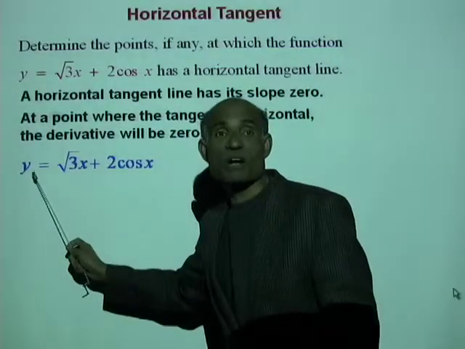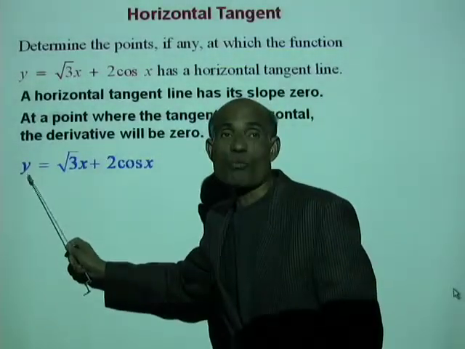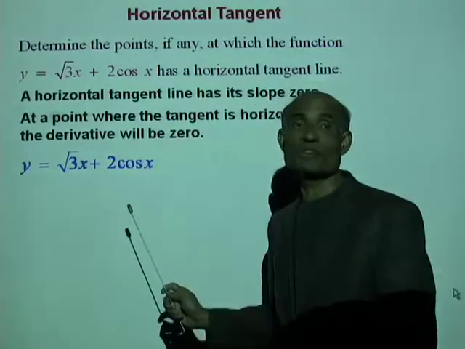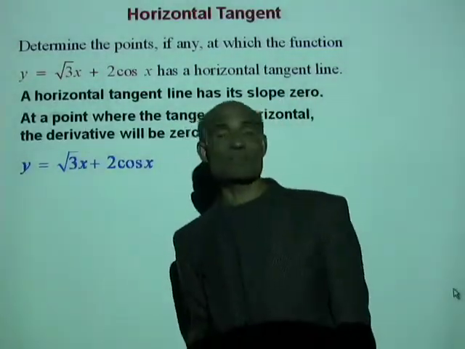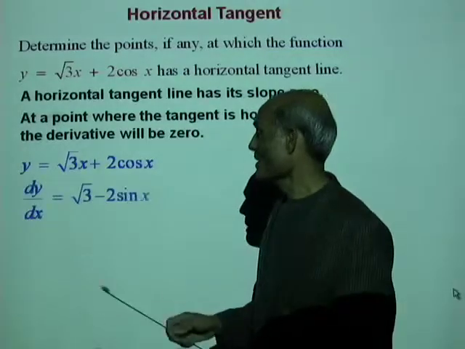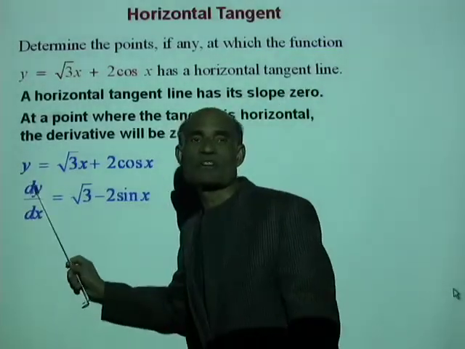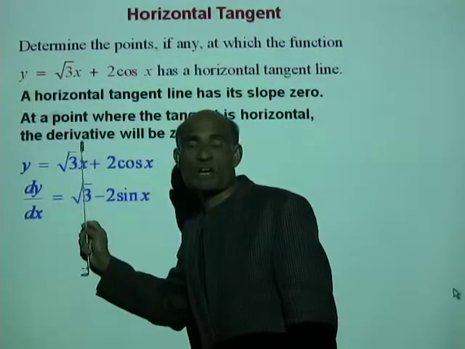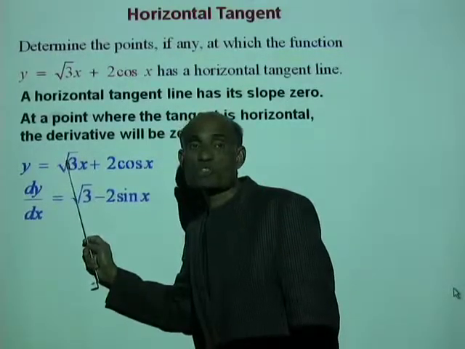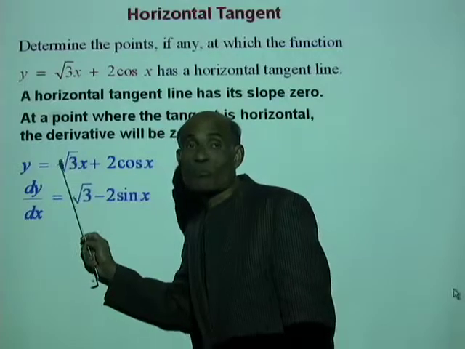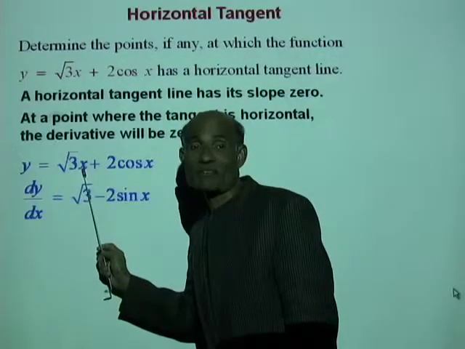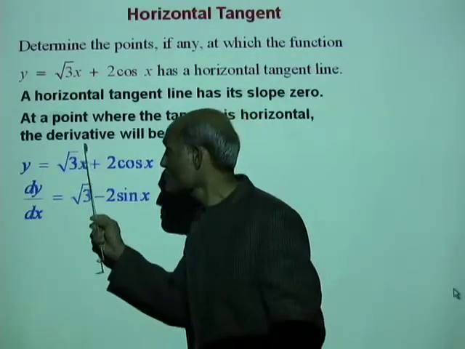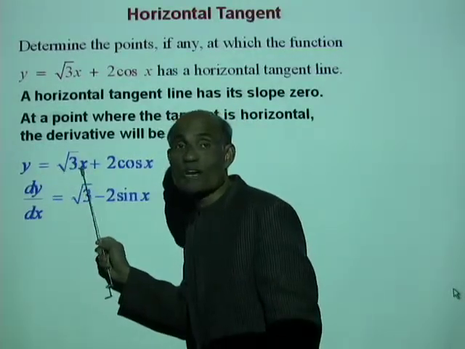So we will start by picking our function y equal to square root 3 times x plus 2 cos x and find the derivative of this. Alright, what is dy by dx? dy by dx is the derivative of this term. Remember, this term is not square root 3x, but square root 3 times x. It's like 2x, 5x, and so on.